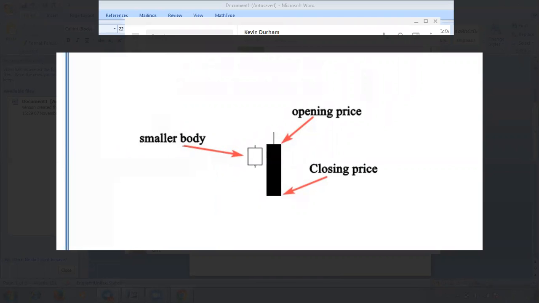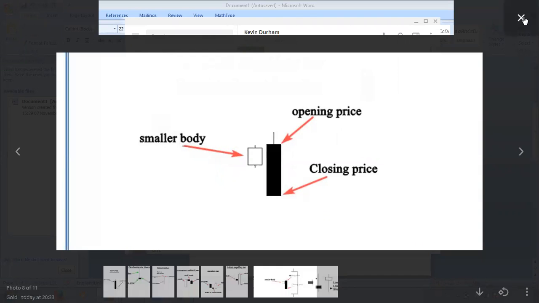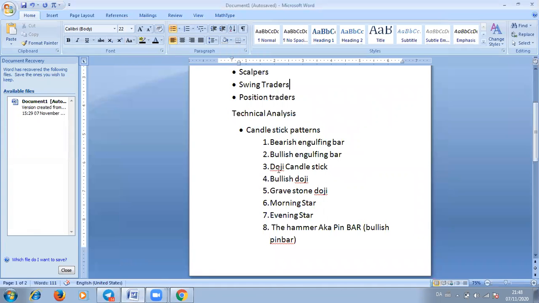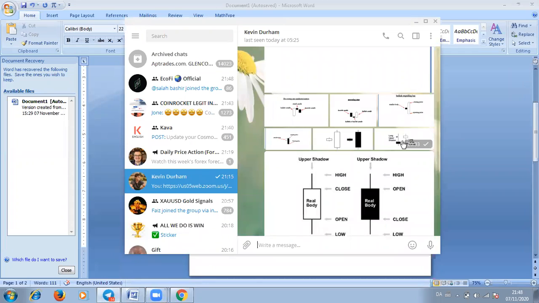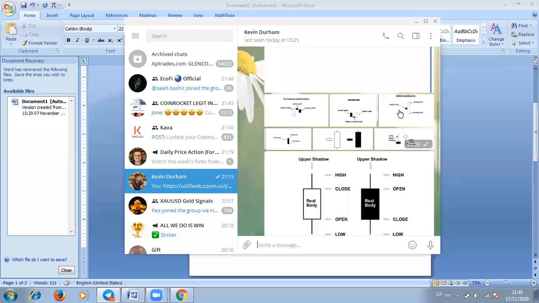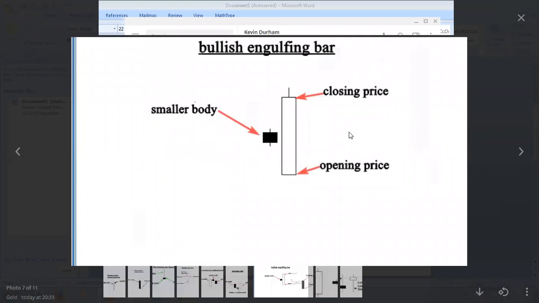So one thing that is good about learning the candlestick patterns is that it's going to help you to identify and read what is happening in the market. So the candlestick patterns are good, but you cannot trade them alone. I'll still come to that aspect. So after the bearish engulfing bar, we are looking at the bullish engulfing bar. So the bullish engulfing bar, we have something like this.